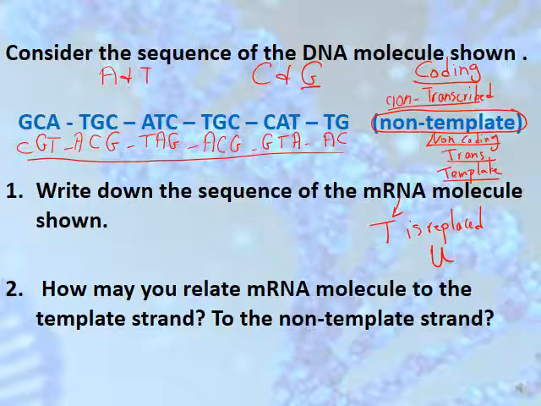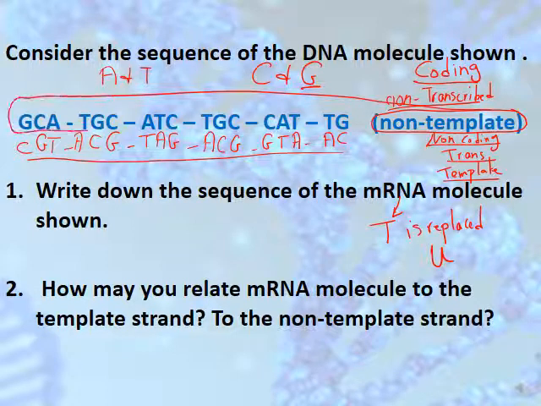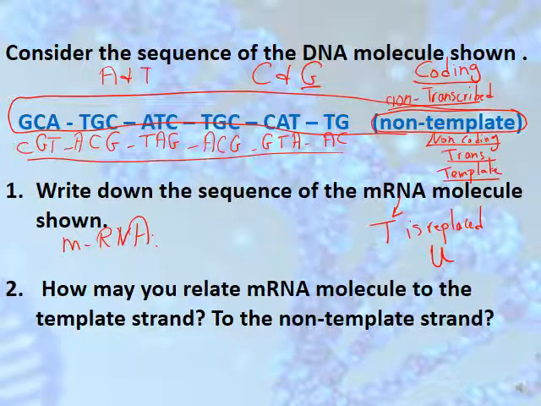Let's use the non-template, the one in blue. If I want to use the non-template, the sequence is the same. The mRNA sequence is identical to the non-template, but T should be replaced by U. Like in the case of GCA, there is no T, so we put GCA. TGC, we have T, so T should be replaced by U.